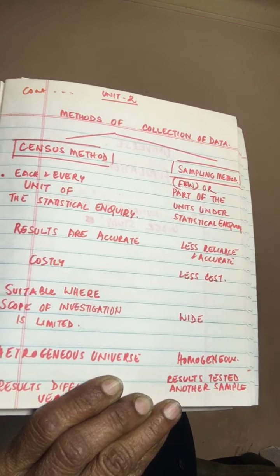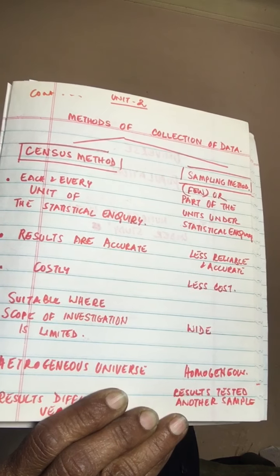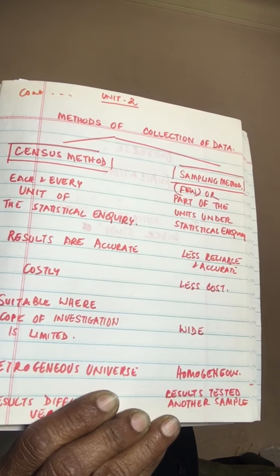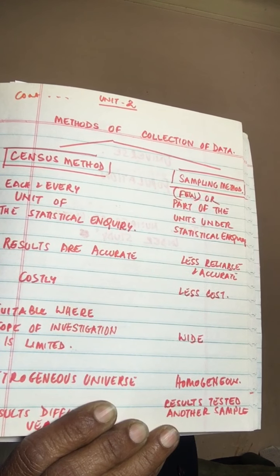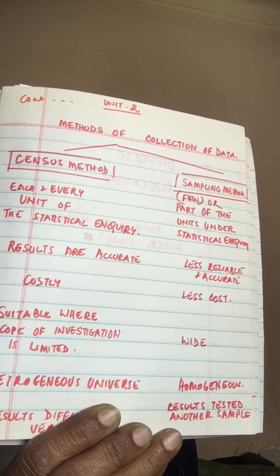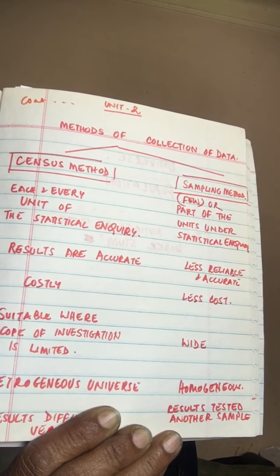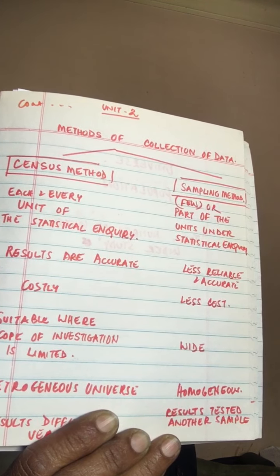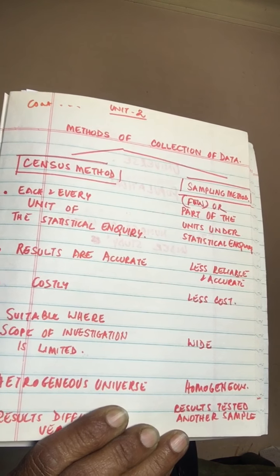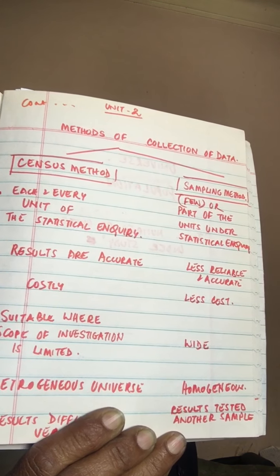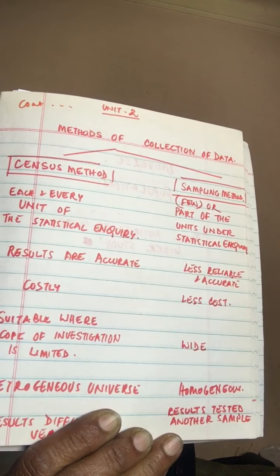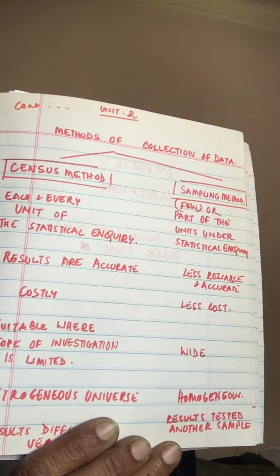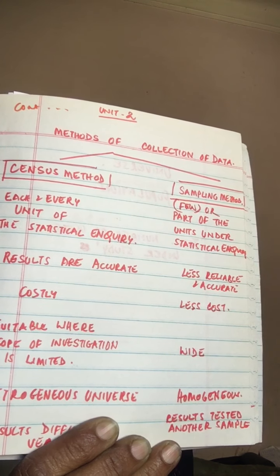Now talking about sampling method, what is it? A sample is a part of universe or population. Here only some representative items of a population are selected and data collected from these items are used for the analysis. Now the method is known as sampling method. While selecting a sample, first of all, the population is identified. Once the population is identified, the investigator selects a representative sample.